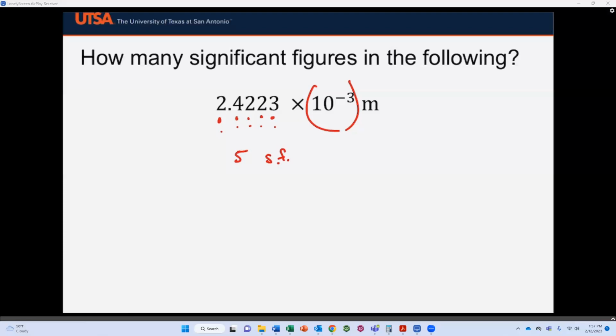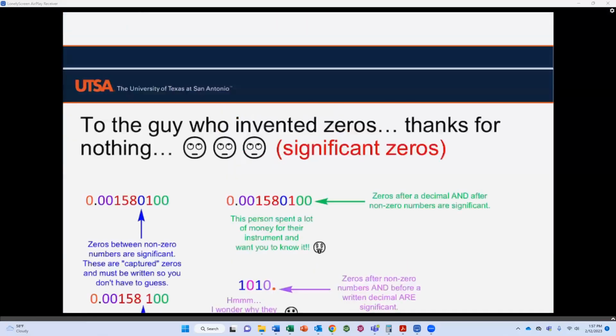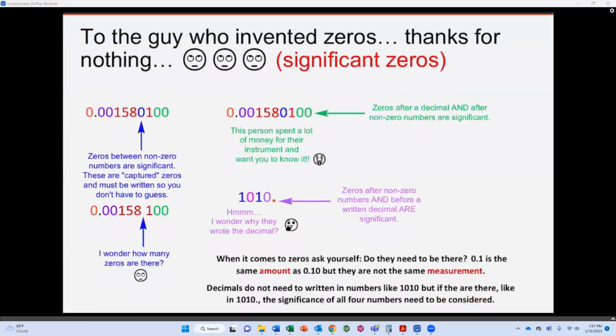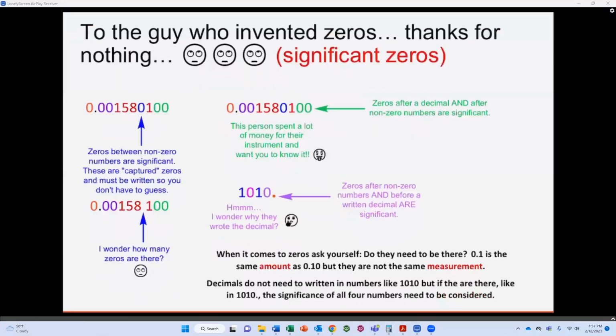So let's talk about zeros because that's where most people have their issues. First thing we're going to talk about are so-called significant zeros, because sometimes zeros are significant and sometimes they are not. The first one is literally a no-brainer. If I've got a zero in the middle of two non-zero numbers, of course it is significant.